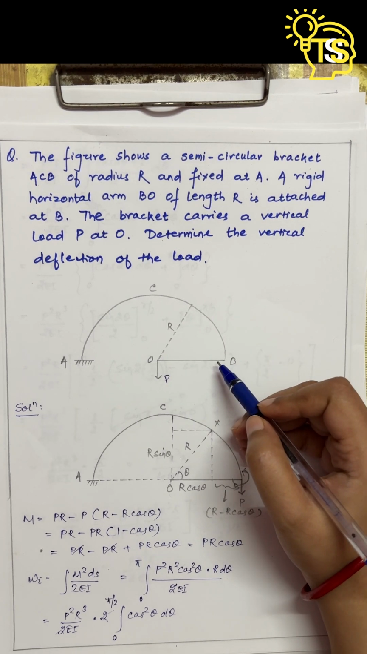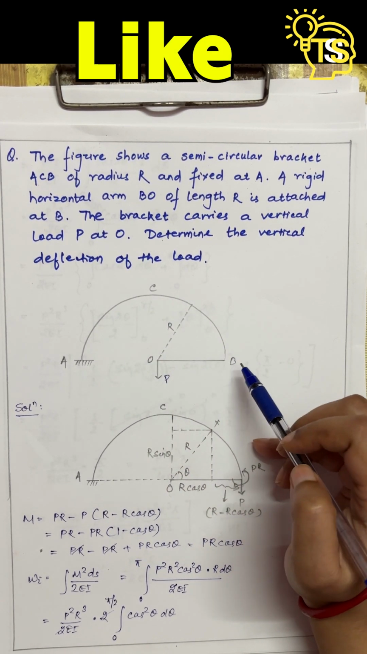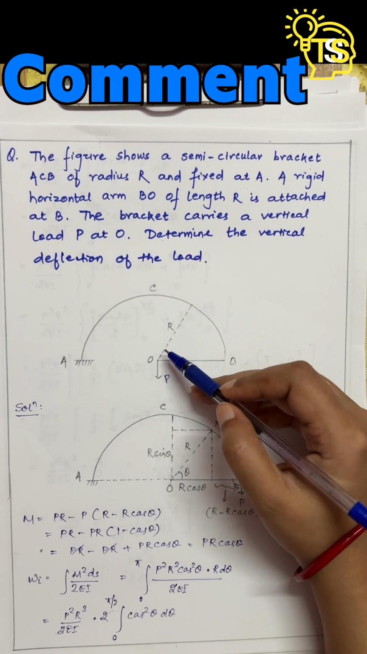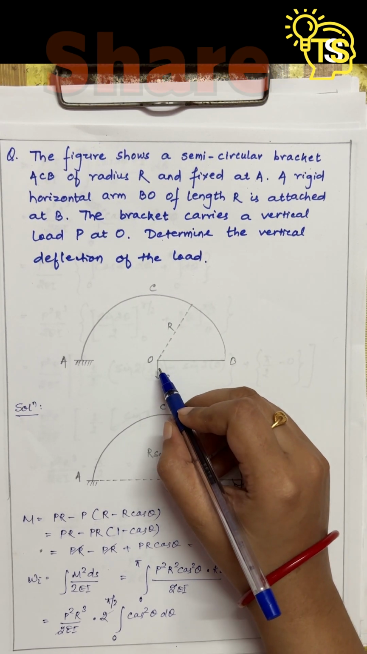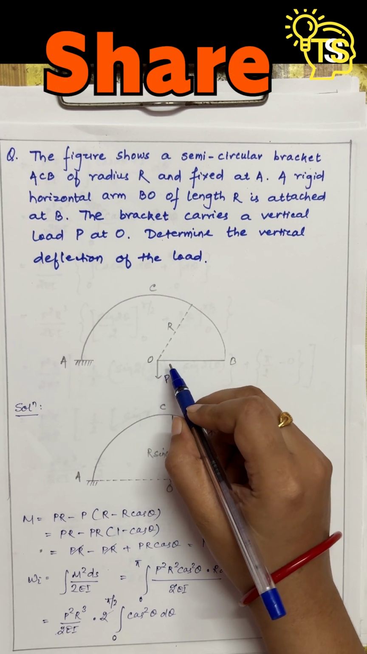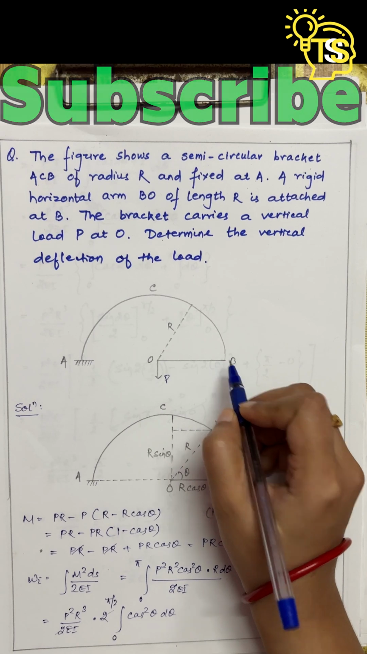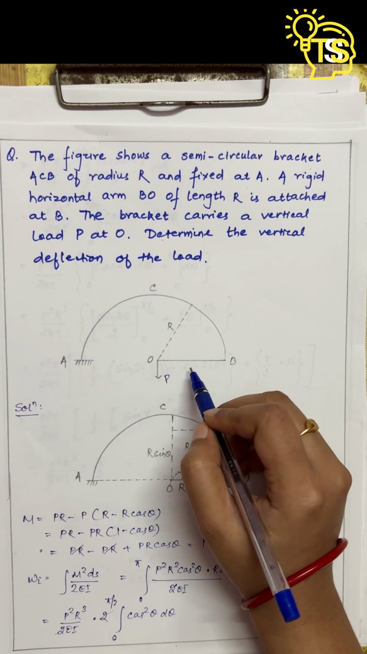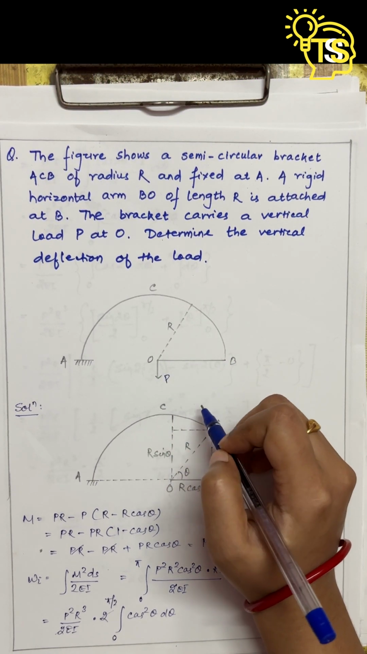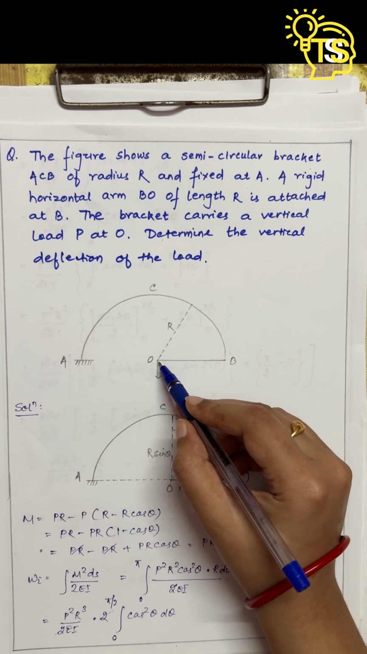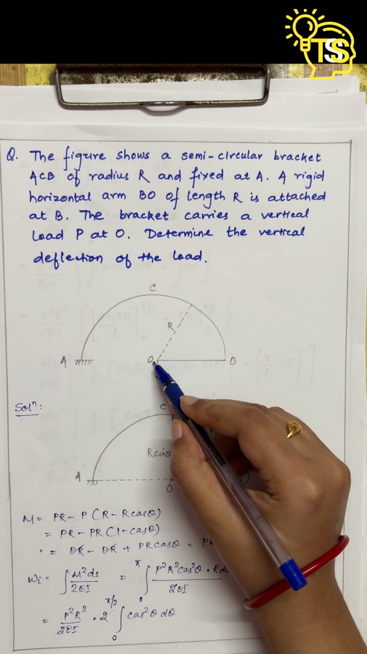This is the semicircular bracket ACB that is given in the question. The radius of the semicircle is r and this BO is a horizontal arm that is attached to the point B whose length is equal to the radius of the semicircle. Now here this is the point load P that is given in the question, which is applied at point O.